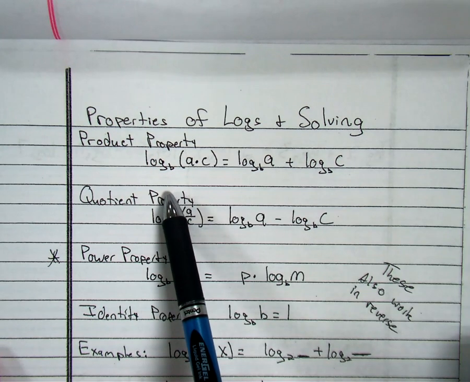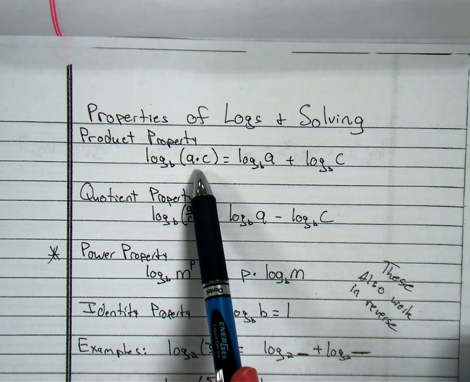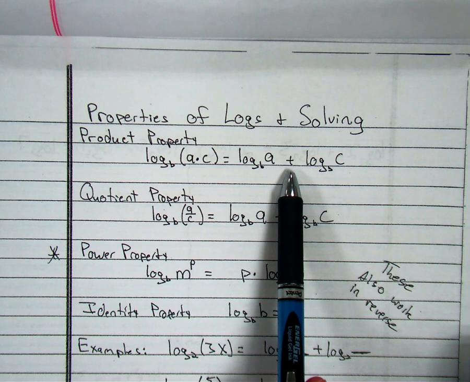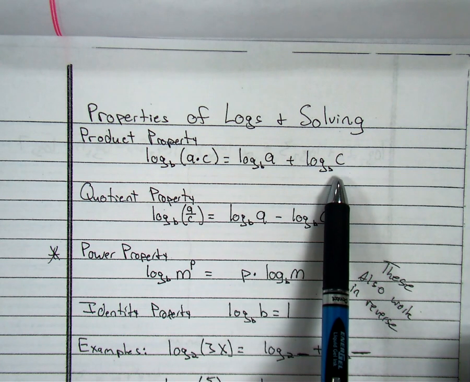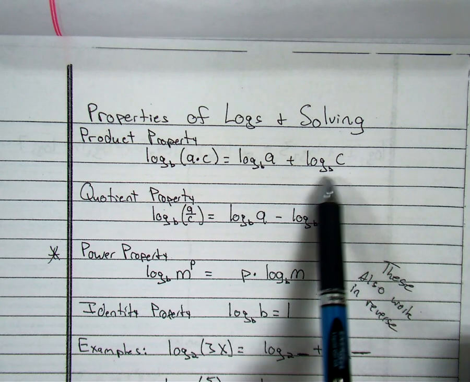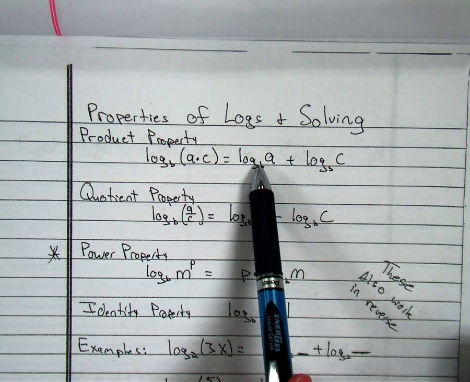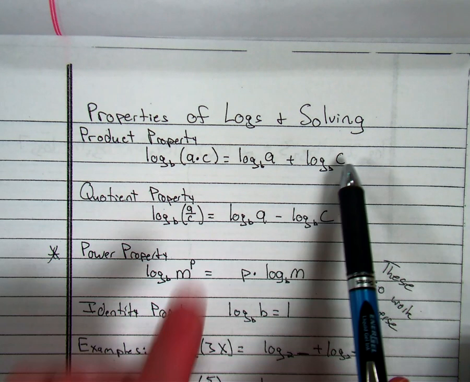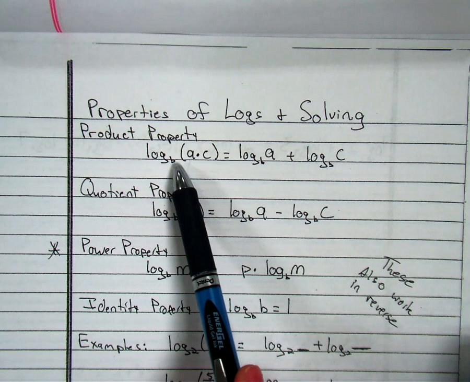If we have log base b of a times c, you can split that up with addition into 2 separate logs, log base b of a and log base b of c. And these all go in reverse. So if you have log base b of something plus log base b of something else, you can put them back together with multiplication and write it as one log.